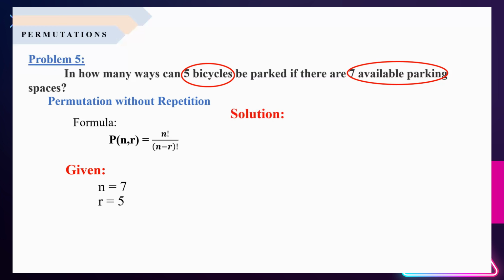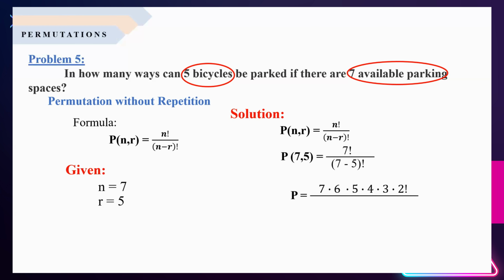So using that givens, gamitin natin yan para i-substitute sa formula natin na n factorial over the quantity of n minus r factorial. At ang n natin ay 7 factorial. And ang n minus r is 7 minus 5 factorial. Therefore, 7 factorial is equal to 7 times 6 times 5 times 4 times 3 times 2 factorial. At ang 7 minus 5 is 2 factorial. So, huminto na naman tayo sa 2 factorial sa ating numerator para makancel natin ang 2 factorial sa numerator and 2 factorial sa denominator. Therefore, 7 times 6 times 5 times 4 times 3 na lang naiwan. And the product of 7, 6, 5, 4, and 3 is 2,520 possible ways. Therefore, yung 5 bicycles natin ay maipapark ng 2,520 possible ways sa 7 available parking spaces.